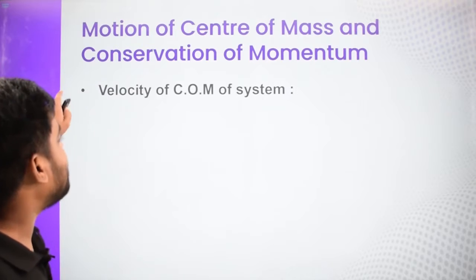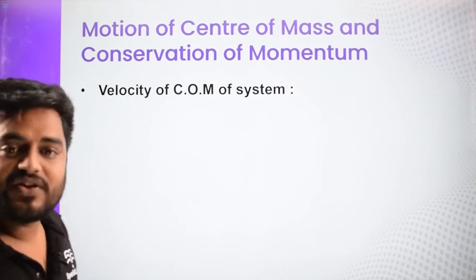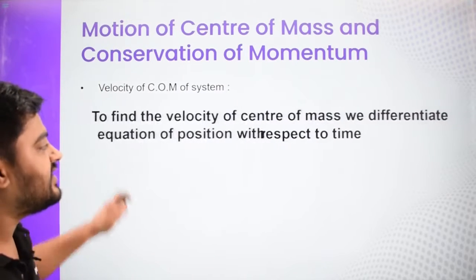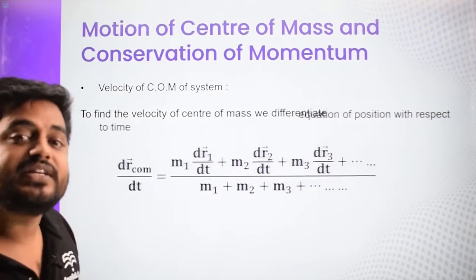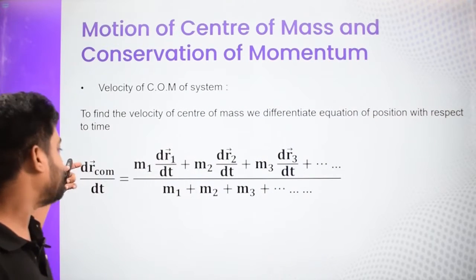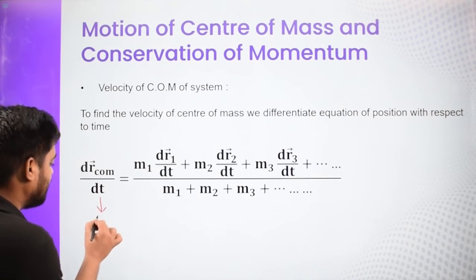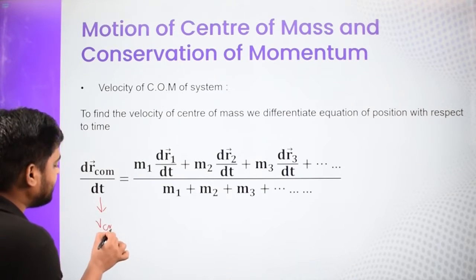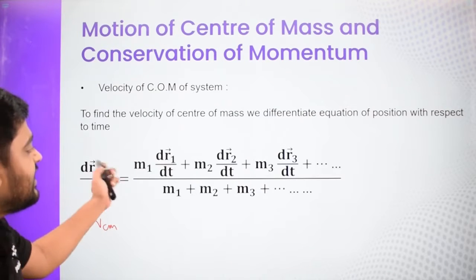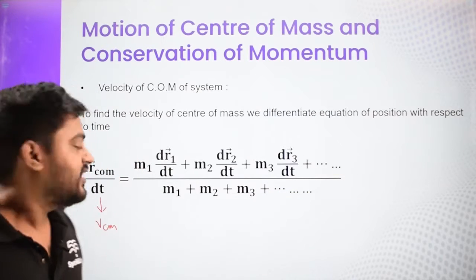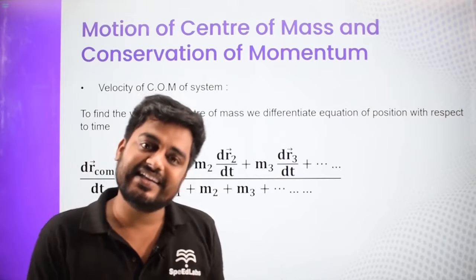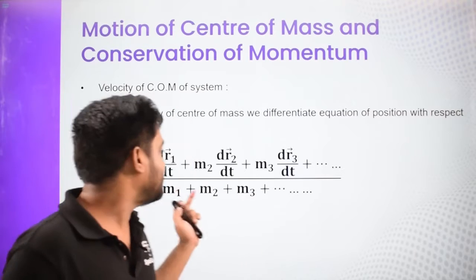If we differentiate, we can get the velocity of center of mass. To get the velocity, I am just differentiating with respect to time. When I differentiate the position of center of mass, what will this become? This will become velocity of center of mass. And similarly, everything will get differentiated; we can differentiate each and every term individually.